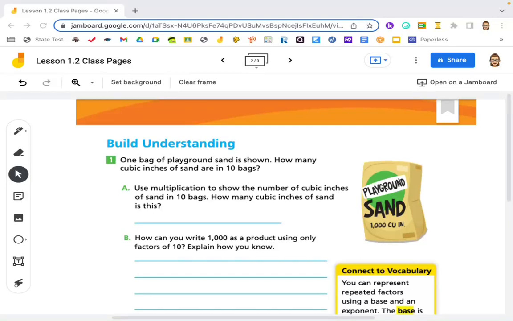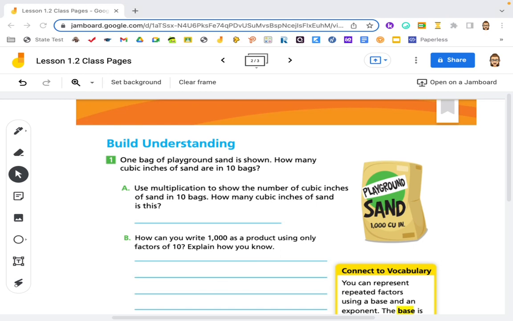Hello, my mathematicians. Today we are looking at Module 1, Lesson 2, which is all about using powers of 10 and exponents. Hopefully by the end of this lesson, you'll be able to rewrite expressions involving the product of a one-digit number and a power of 10 as a whole number. We're going to skip the Spark Your Learning for now.